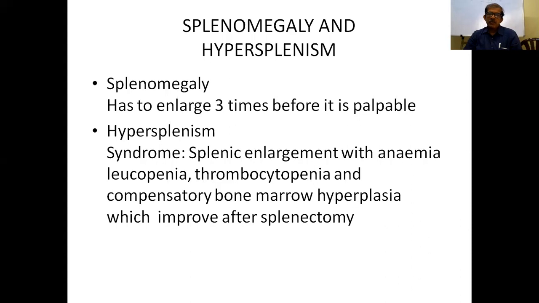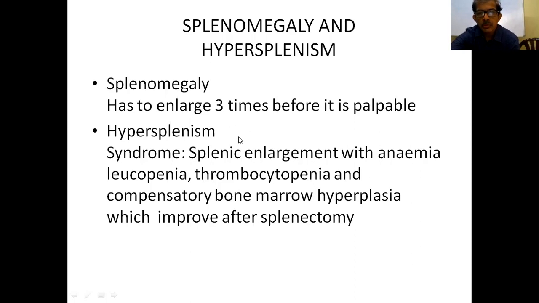Then what is hypersplenism? Hypersplenism is splenomegaly associated with anemia, leukopenia, or all deficiencies. So RBC, WBC, and platelet deficiency. And because there is deficiency, there is compensatory bone marrow hyperplasia. So this is what is called hypersplenism. But that's not all. These conditions will have to improve after splenectomy. Then only it is due to hypersplenism.